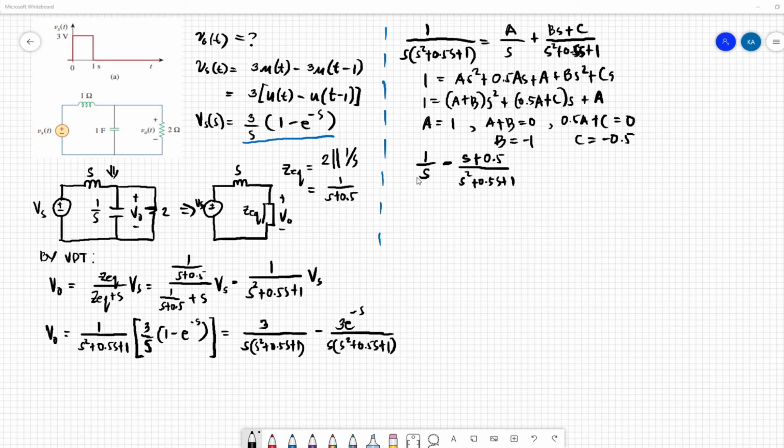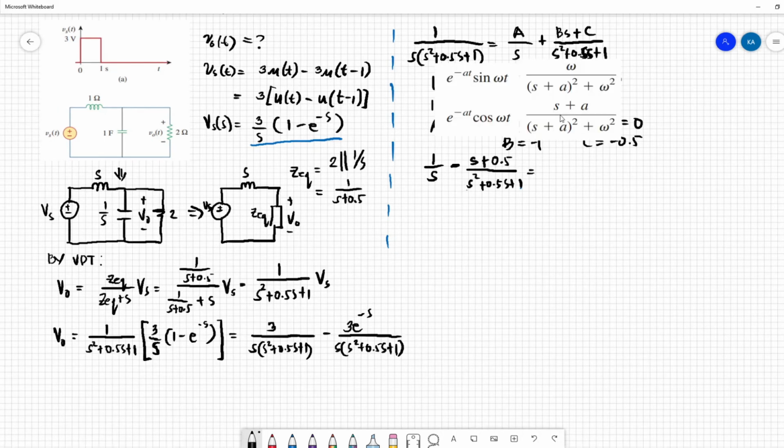For this term, we can directly get the inverse Laplace. But for this term, we cannot directly get the inverse Laplace from the table, so we need to manipulate this term right here. By looking at the table, we can manipulate this equation so that we can achieve this form and this form.